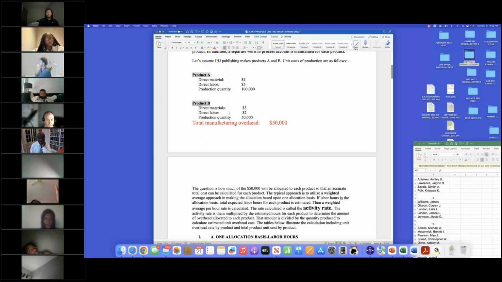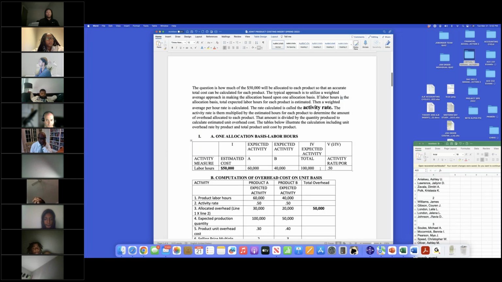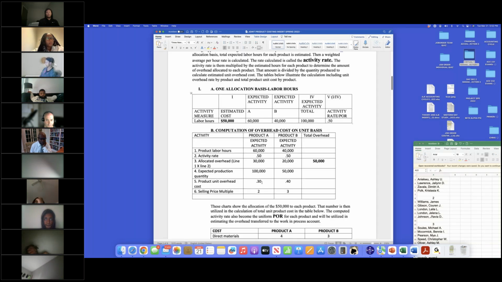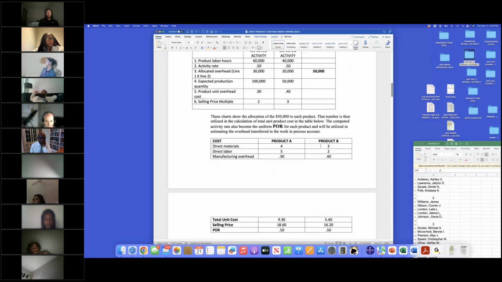And so we're making that adjustment. And so we go through these calculations. So everybody would go through these calculations, come up with an activity rate, and then they will move to their book to come up with their unit overhead cost. With that, you bring that down to your product, your book, direct materials, direct labor, manufacturing overhead, total unit cost, selling price, and POR. So I did it just on 2 items so you get the whole picture. Are there any questions?